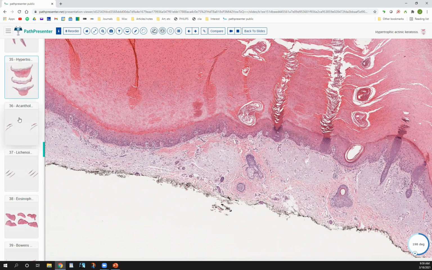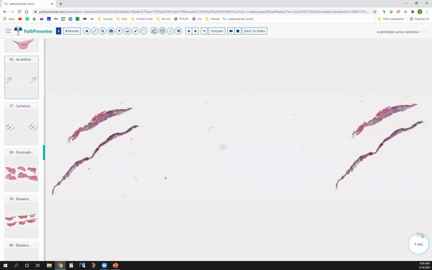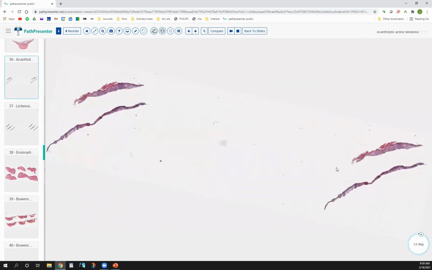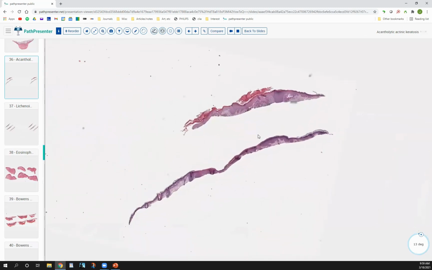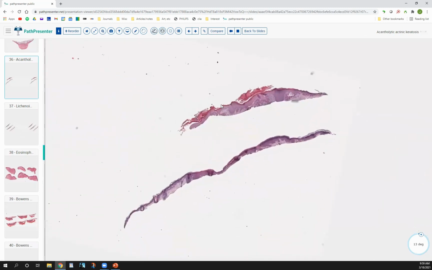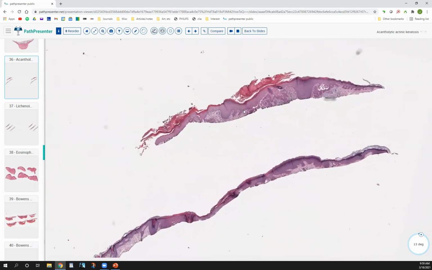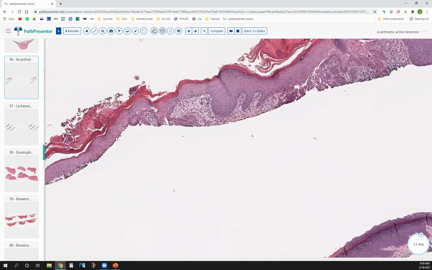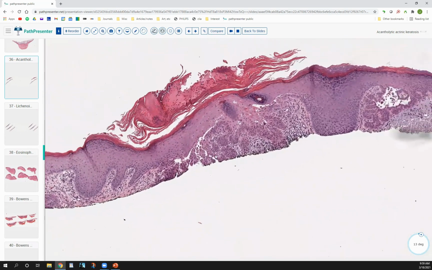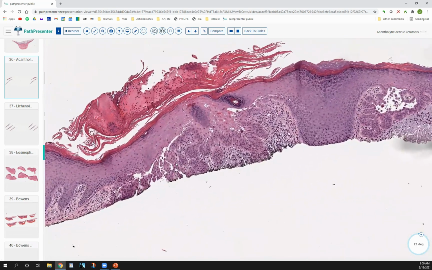So I'll move into a couple of the variants of actinic keratosis. So this is another AK. Again, at low power, you can see that alternating scale of parakeratosis and hyperkeratosis. And we see our atypia confined to the basal layer here. We also have a little bit of acantholysis. So acantholysis is a pattern we were just talking about.